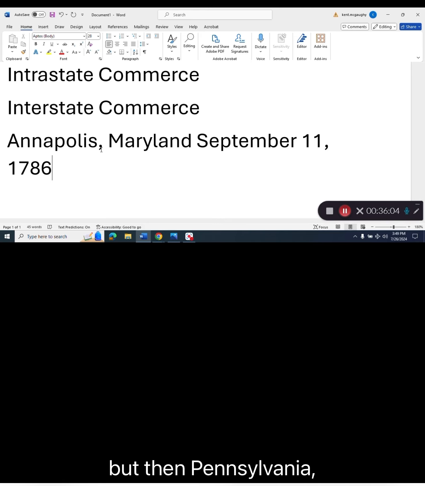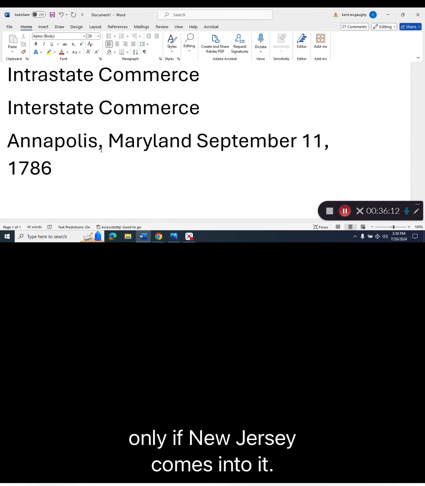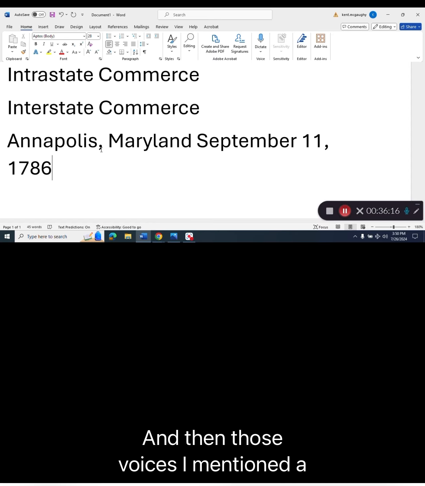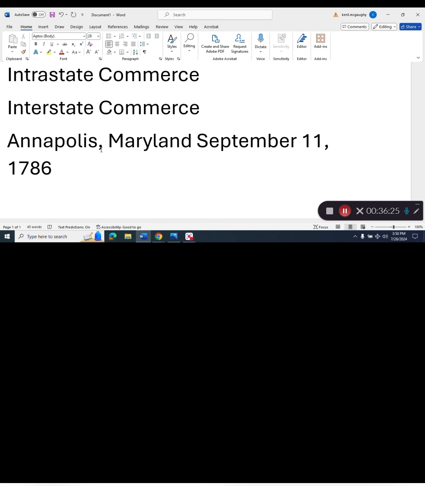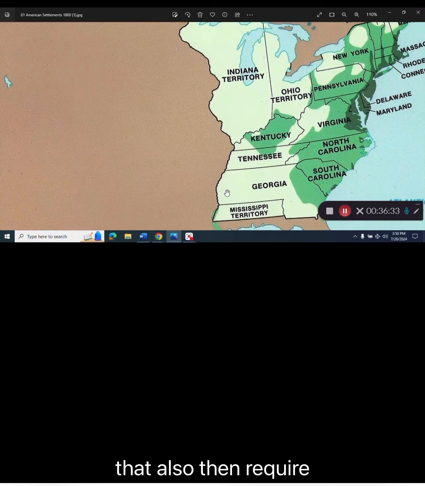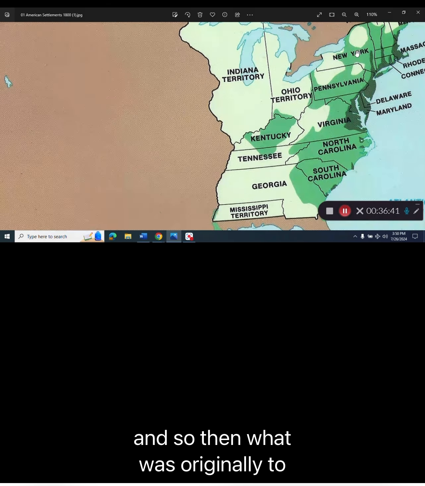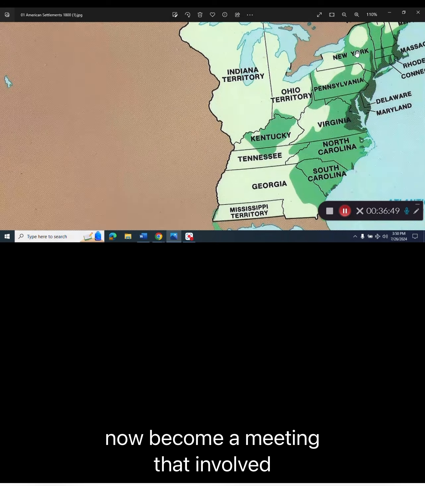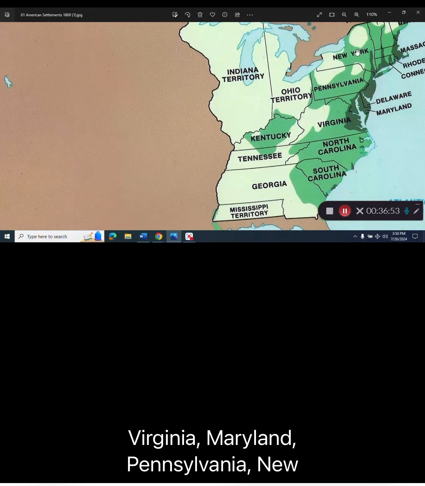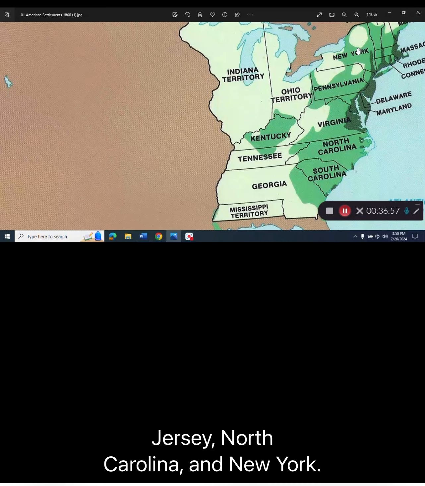But then, Maryland recognizes the need to bring Pennsylvania into it. And Pennsylvania says yes, but only if New Jersey comes into it. And then those voices I mentioned a moment ago in Virginia say, but we also want to bring North Carolina into this. And then concerns are raised that also then require New York to be brought into it. And so then, what was originally to be a meeting in Annapolis, Maryland, between Maryland and Virginia, had now become a meeting that involved Virginia, Maryland, Pennsylvania, New Jersey, North Carolina, and New York.